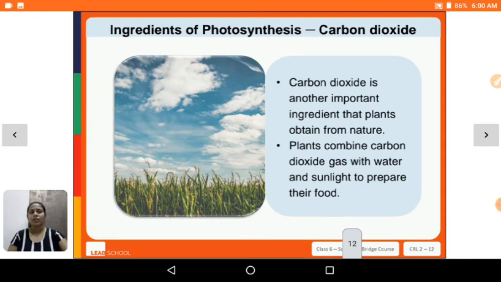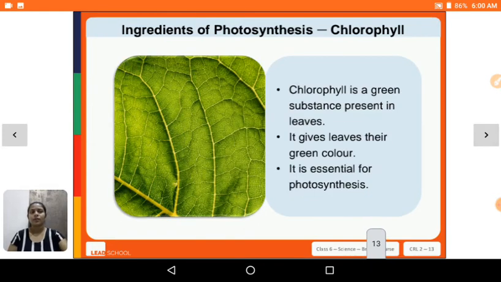Now the fourth ingredient, which is chlorophyll. Chlorophyll is a green substance present in leaves. It gives leaves their green color. It is essential for photosynthesis.